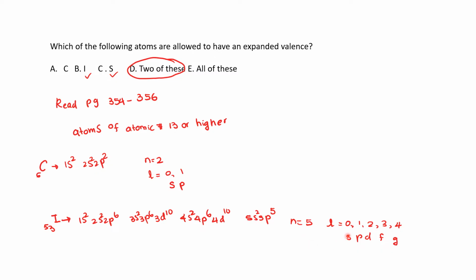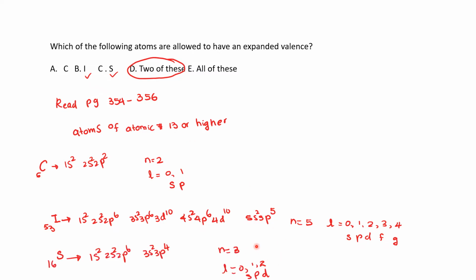Your L can be 0, 1, 2, 3, 4. So as you can see, it can have S, P, D, F, and G. Right now, it has electrons in S and P. But in any case, if it receives more electrons, it has D's, F's, and G's, so it can accept more electrons. That's what it means by expanded valence.